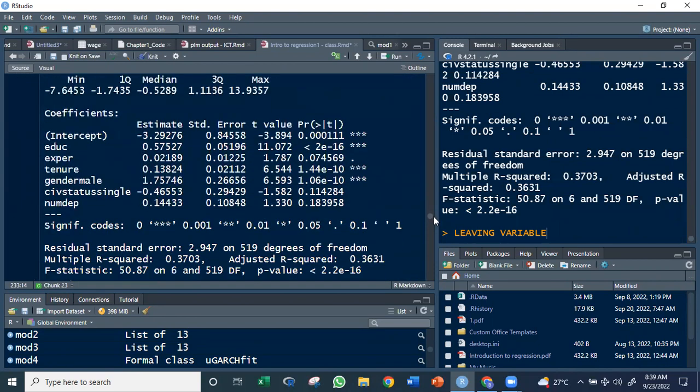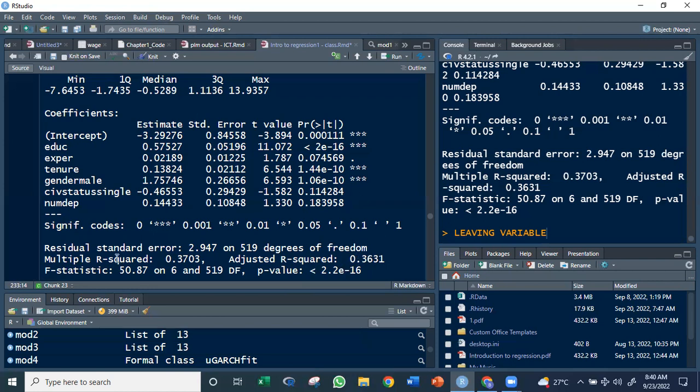Okay, what happened here now? So still, education is significant, experience significant lang at 10%, and then si civil status hindi significant, si number of dependents hindi significant. Okay, si gender significant pa rin. All right, so this is now our model 3. Medyo nagbago yung mga coefficients. And if you take a look at this, overall goodness of fit natin, still okay pa rin. We reject the null hypothesis that all of these slopes are 0.